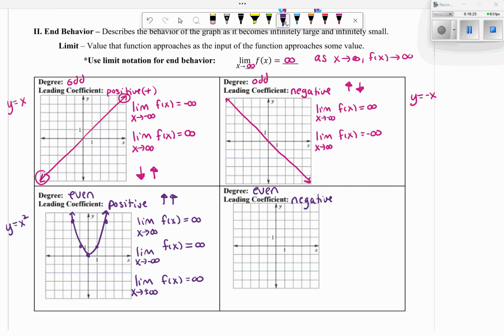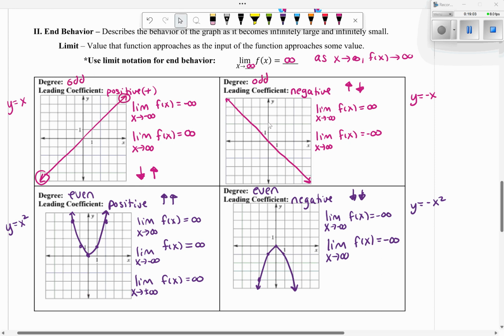Then if you think about your smallest graph, you have y equals negative x squared. For this one, we know that both ends of your graph are going to go down instead of up. So the limit as x approaches negative infinity for the function approaches negative infinity, and the limit as x approaches infinity for the function again goes to negative infinity. You could write them together like we did in the last one. It's just a personal preference.